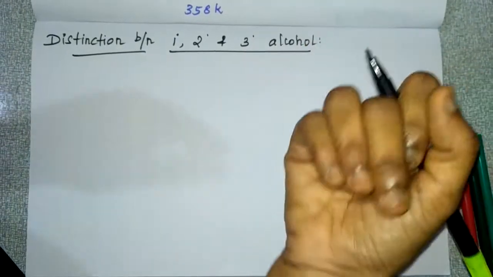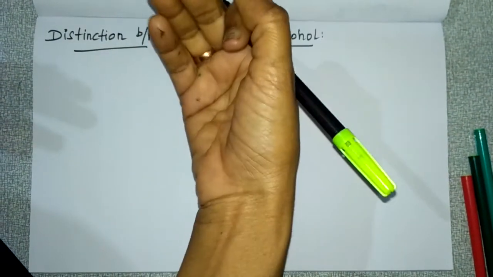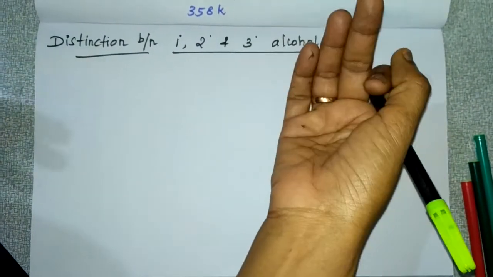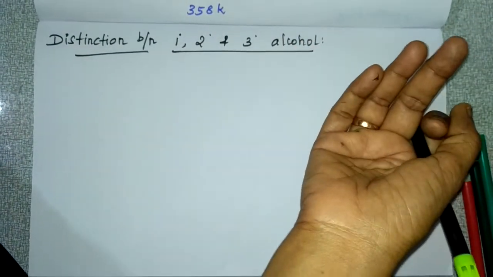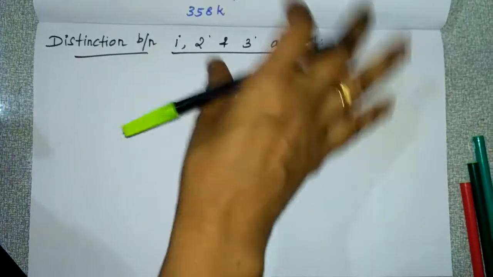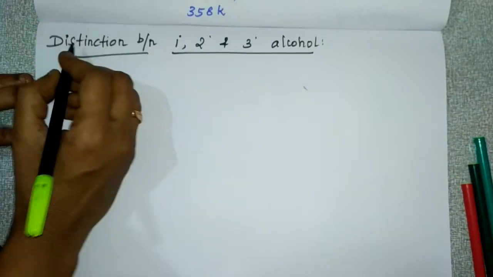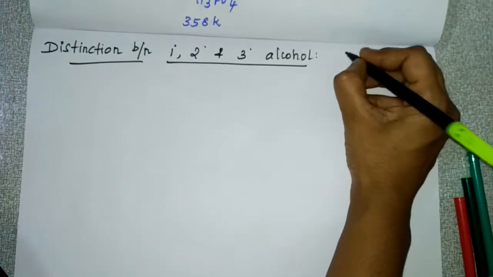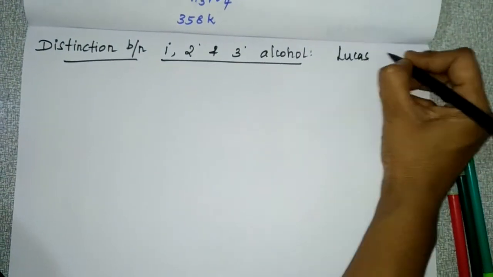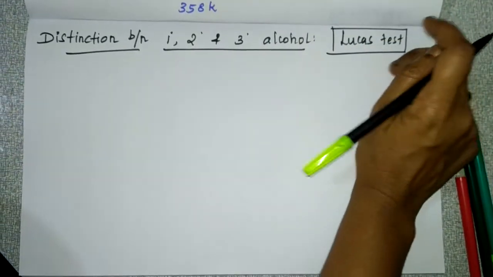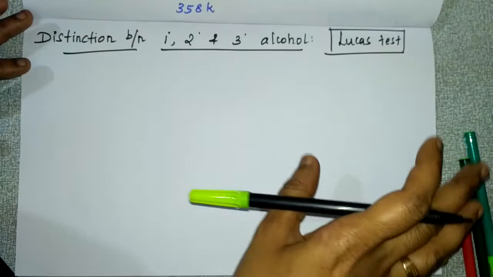So students, next under alcohol we are going to differentiate how to differentiate primary, secondary and tertiary alcohol. By using one test, we can differentiate these three alcohols. The test is the Lucas test. With the Lucas test, you can differentiate primary, secondary and tertiary alcohol.